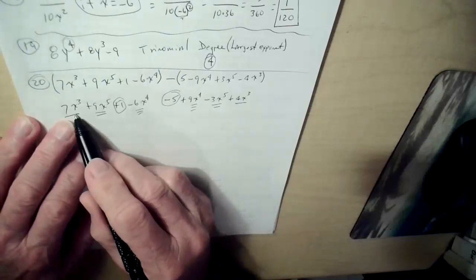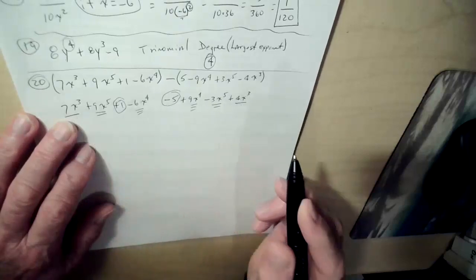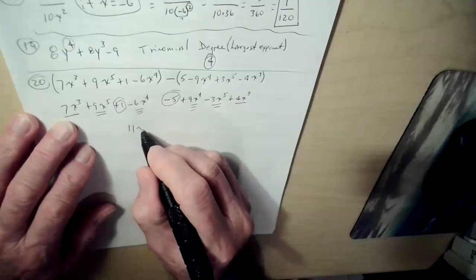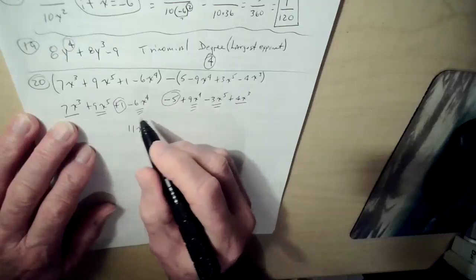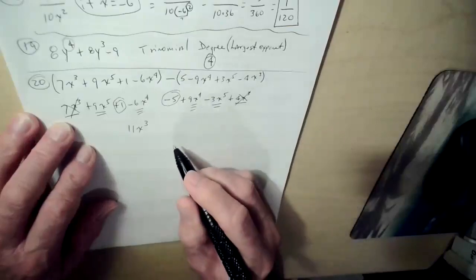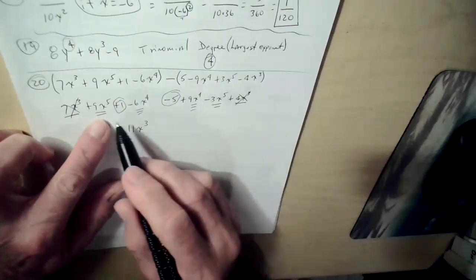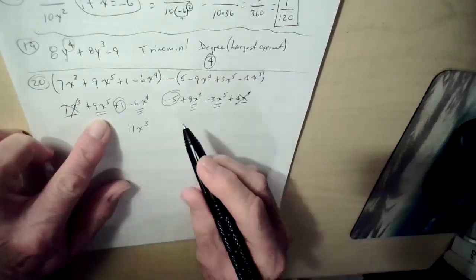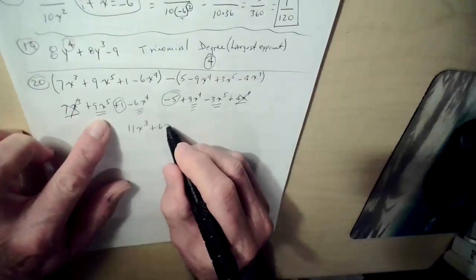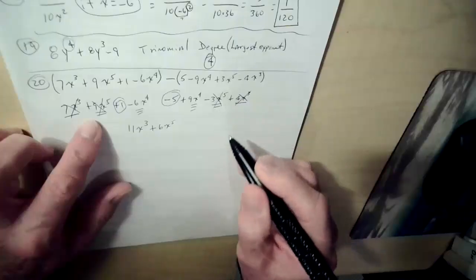Okay. Let's take 7x cubed and 4x cubed. 7 and 4 is 11. So we have 11x cubed. Now I cross these out so I don't get confused. Now x to the 5th, here and here. This is nothing more than 9 minus 3. So this is plus 6x to the 5th.